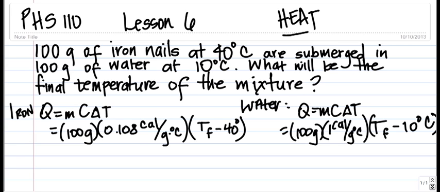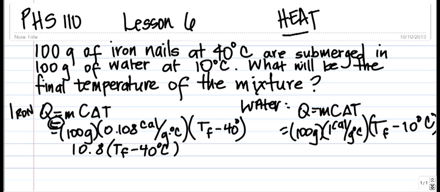Now one important thing is typically your warmer object is the object that's going to lose heat. So I always say don't forget to pop a negative sign in front here. So I'll go ahead and circle that so you don't forget that. And now we can go ahead and distribute. So I've got 100 times 0.108 gives me 10.8 times T final minus 40 degrees Celsius.